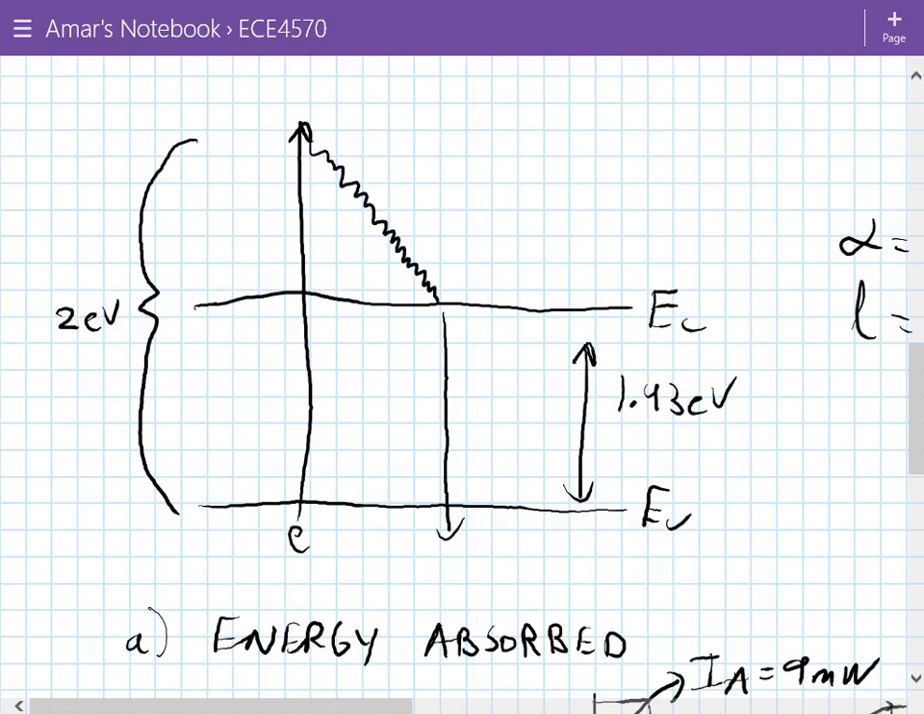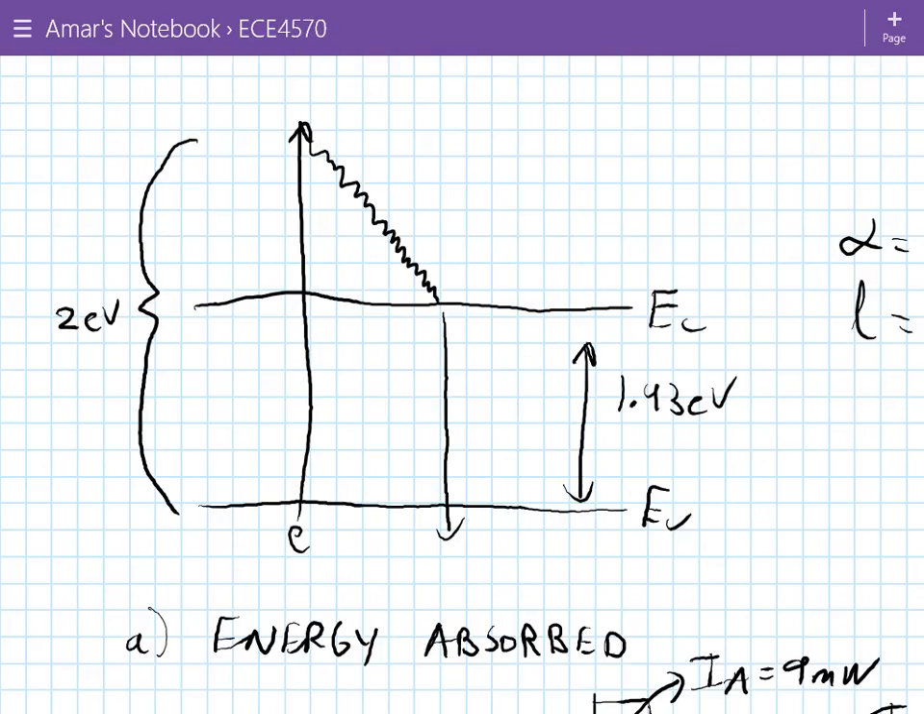So I want you to analyze the energy band diagram and think about an electron absorbing some energy. Some of the energy is being given off as heat. Some of it's being given off as light. So let me ask a more pointed question. What percentage of the electron's energy is being given off as heat? Let's figure that out. So just looking at this diagram, what percentage of the electron's energy is being given off as heat?